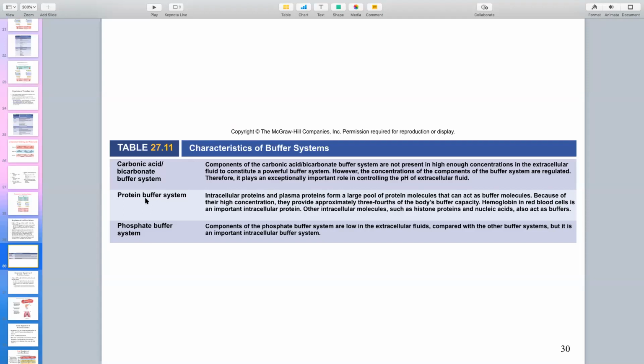So the buffer system means that if you have too much hydrogen in your body and your pH is 7.0, how does the protein buffer system work? Well, the protein buffer system will try to pick up any stray hydrogens because there's too much, right?